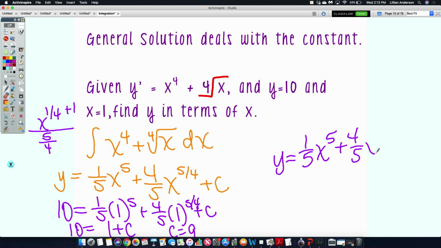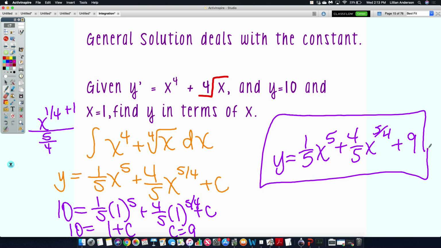So if it was asking for y prime in terms of x, then you would do the derivative, right? But they wouldn't actually do all this to do that. So here, you'll plug in that constant. Now you have a specific equation that is the antiderivative of this situation. Okay? And remember, you can always check your antiderivative by actually doing the derivative.